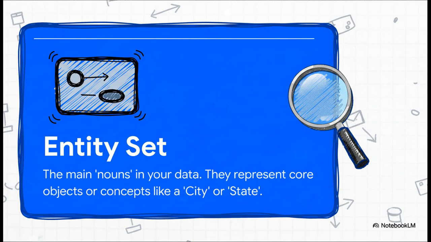Okay, so let's break this blueprint down. The first building block is something called an entity. The easiest way to think about these, they're the main nouns in your data story. They represent the core objects or concepts you want to keep track of, things like a city, a county, or a state. Simple enough, right?